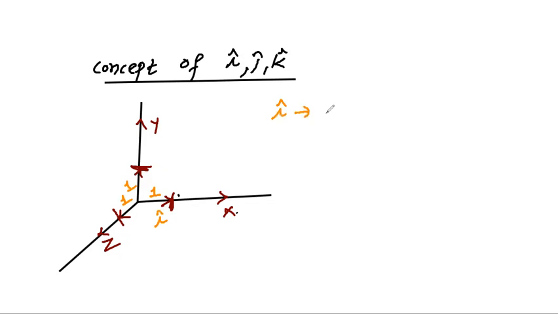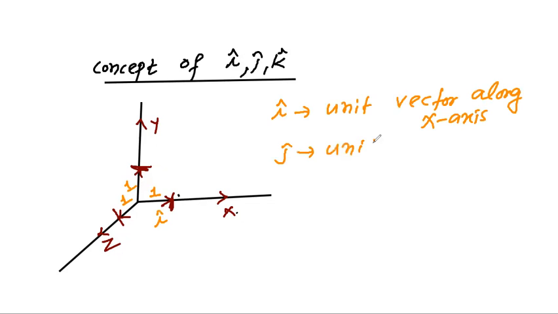So what is I cap? I cap is the unit vector along the x-axis. J cap is the unit vector along the y-axis.